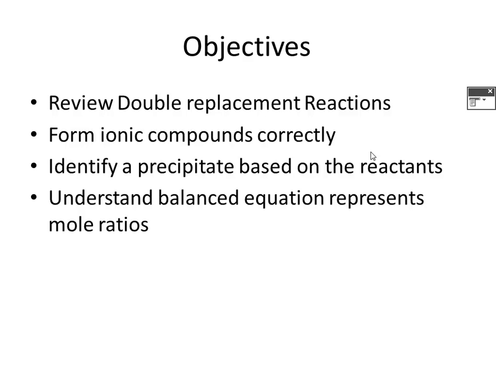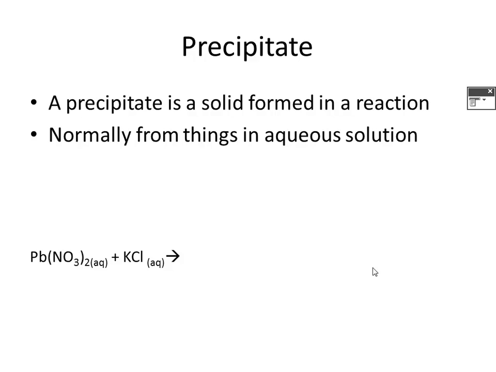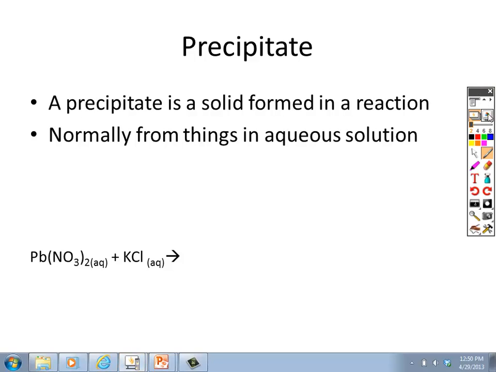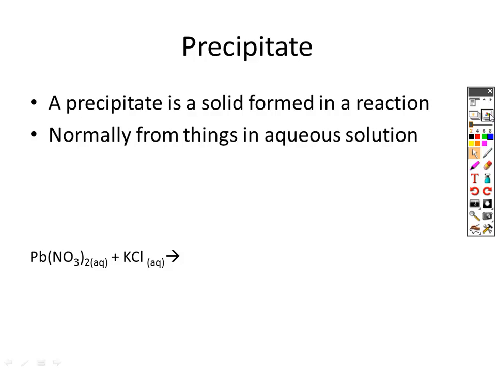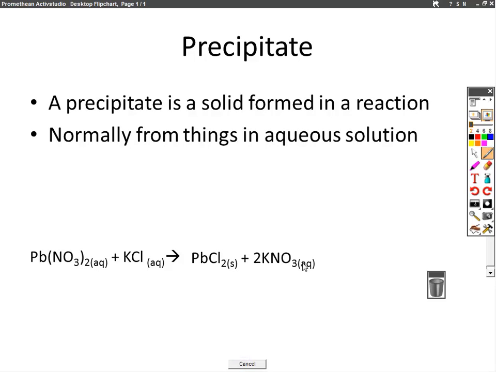Moving on, a precipitate is a solid formed in a reaction. And normally we're going to consider this from things that are in aqueous solution. So we'll notice that potassium chloride and lead nitrate are in aqueous solution in this case. And we form a solid in another aqueous solution. Now, this here is called the precipitate.